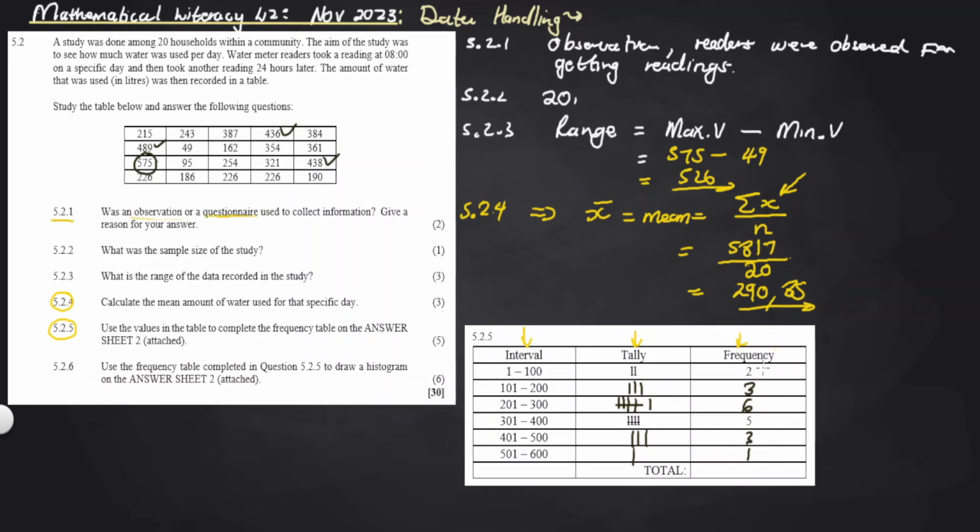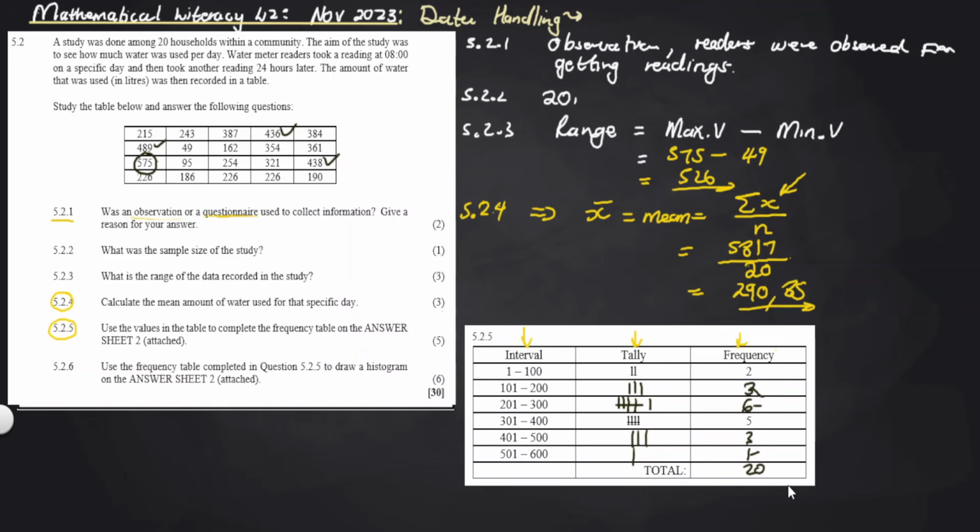Then when we add everything up, it should give us a 20. So this plus this plus this is 10. Yeah, it checks out. It's 20. So you need to put in the total as well. We see that it's 20. Now for the last question, they want us to use the frequency table to plot the graph.